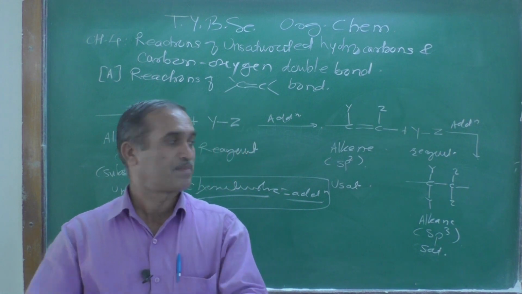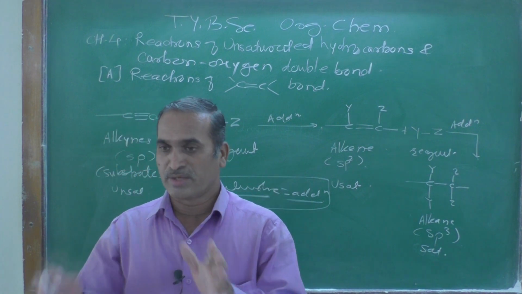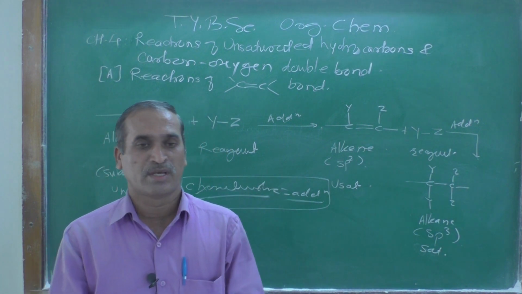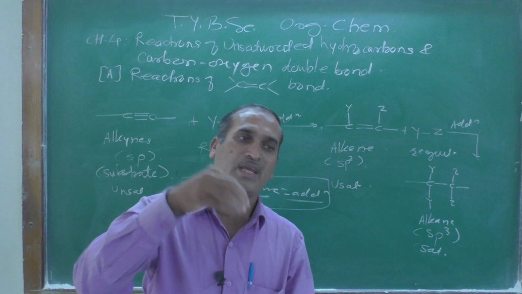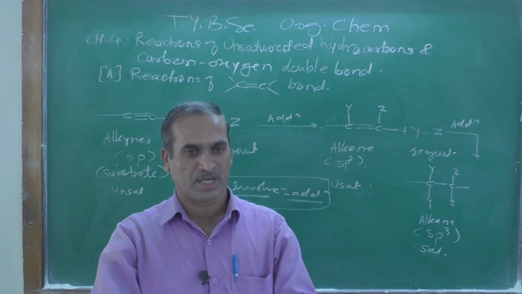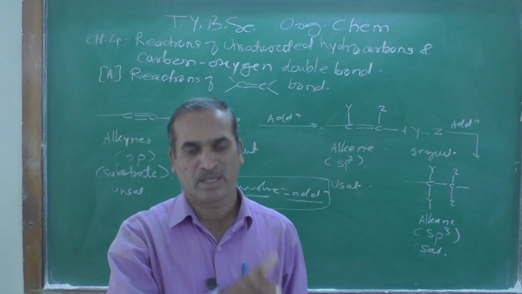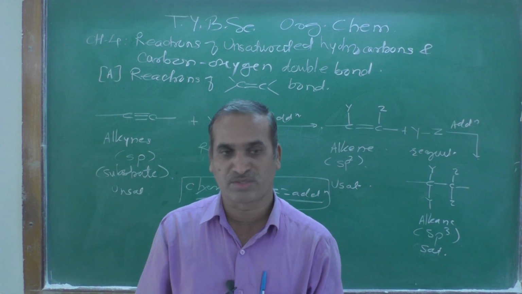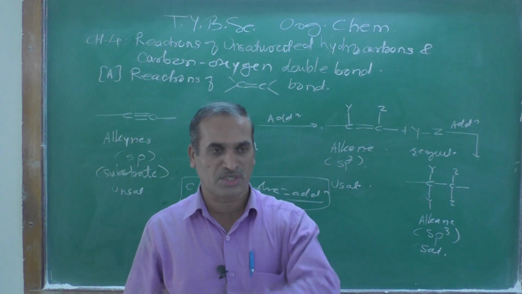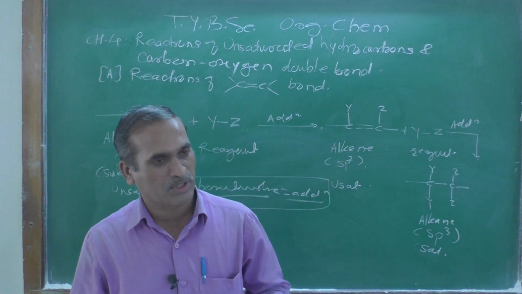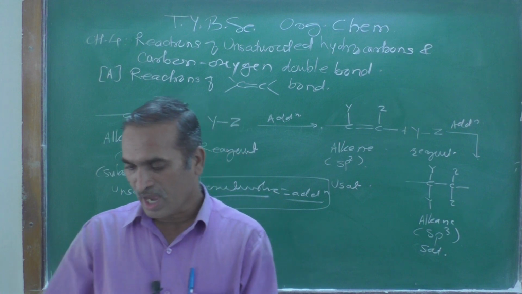If alkene or alkyne is present, they undergo addition reactions, and when the addition reaction takes place, whatever reagent you are adding is completely consumed by the substrate and converted into a product, and the product formed is saturated in nature. When this type of addition reaction takes place, there is a change in hybridization. Suppose it is an sp2 hybridized unsaturated compound, that is converted into sp3 hybridization.